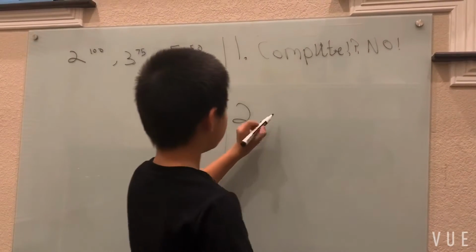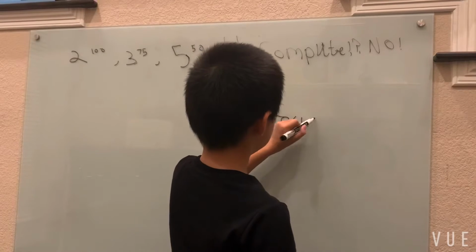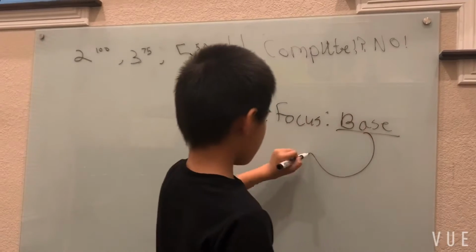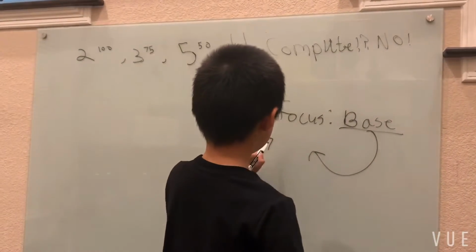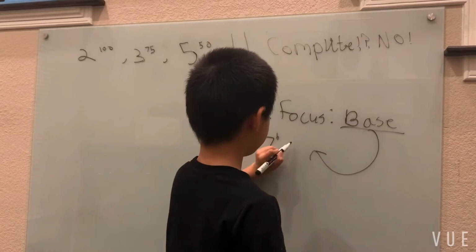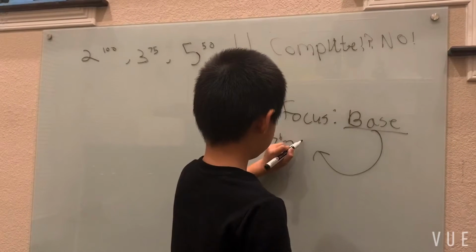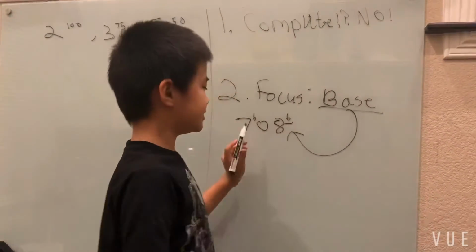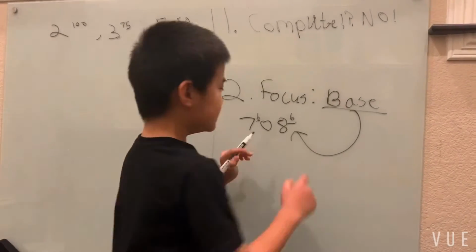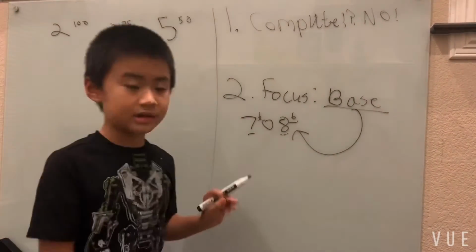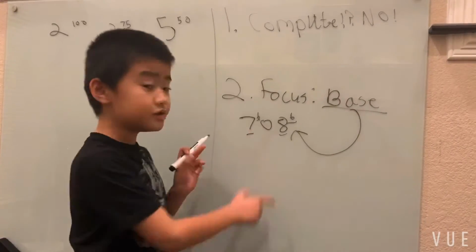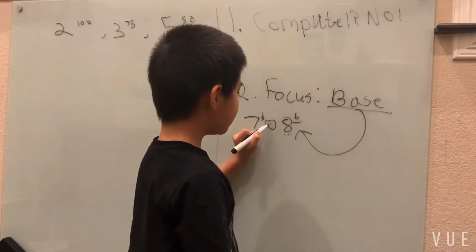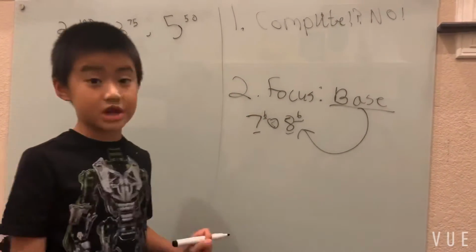Two, we focus on the base. So I'm gonna write down focus, and then we focus on the base. So here's an example. If I had 7 raised to the 6, and I had to compare 8 raised to the 6, I see the exponents, they don't really do a whole lot, right? They're the same. So I see 7 and 8. I'm gonna focus on these because 7 and 8 are different. So I multiply 7 6 times and 8 6 times. 7 raised to the 6 is definitely smaller than 8 raised to the 6.